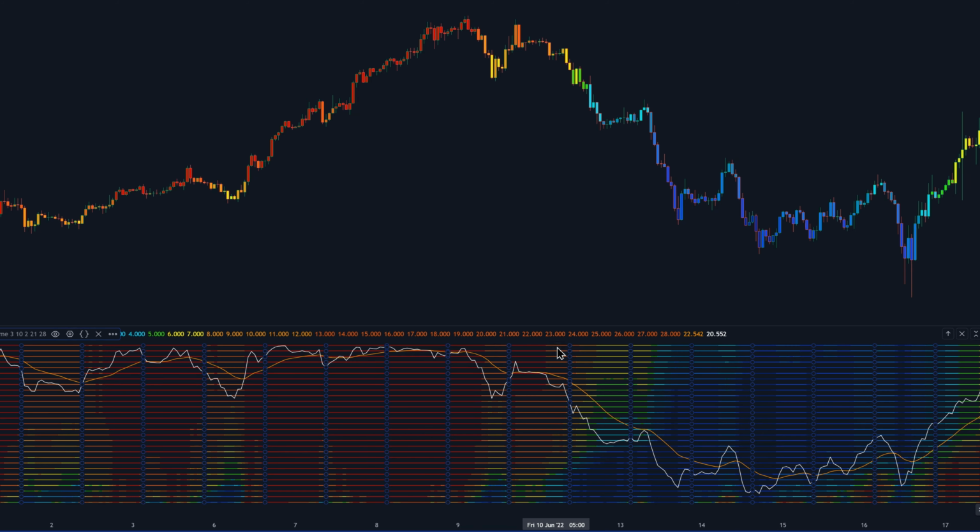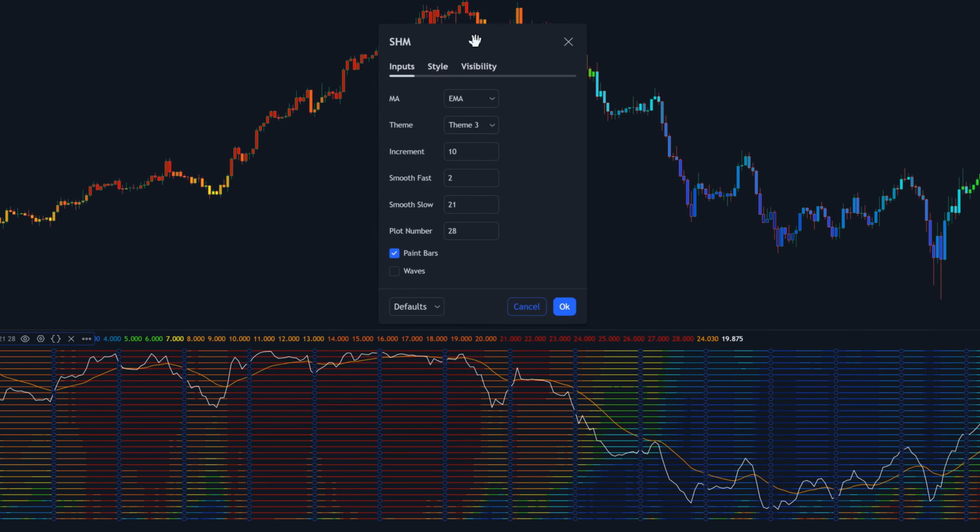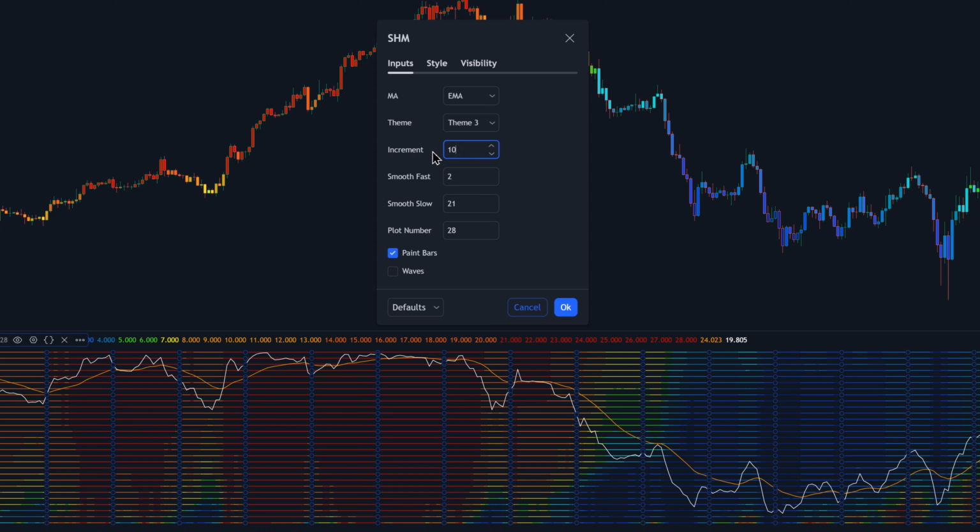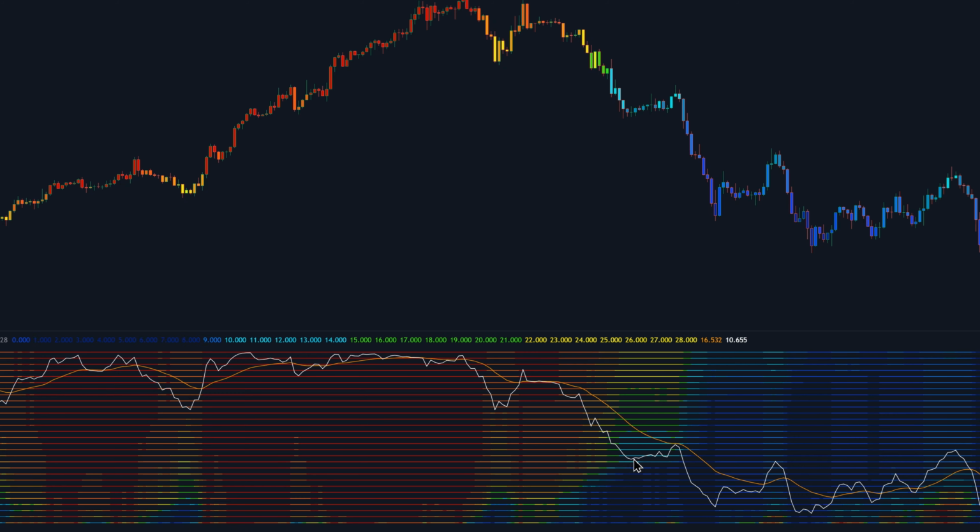According to the settings of this indicator, you can see that the increment value is 10, which means the first oscillator has a period of 1, the second one is a 10-period oscillator, then 20, 30, 40, all the way to 280. This white line traversing the indicator window is called the fast oscillator line, and it's calculated by taking the average value of all the 28 different stochastic oscillators.